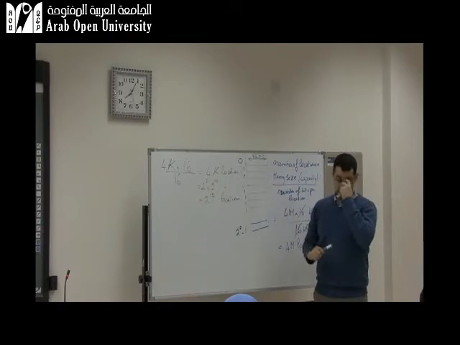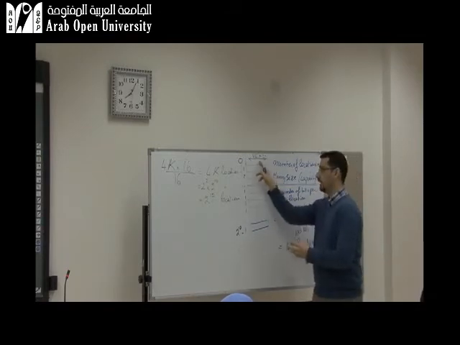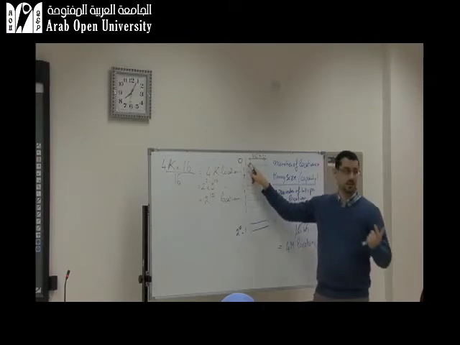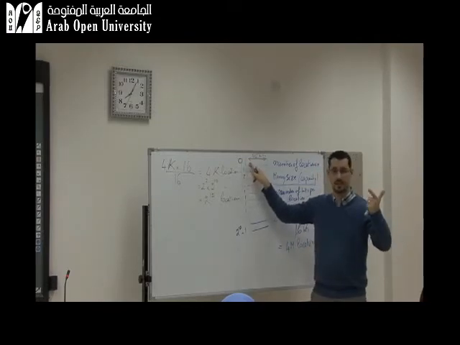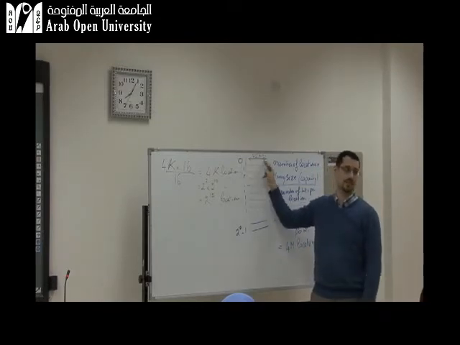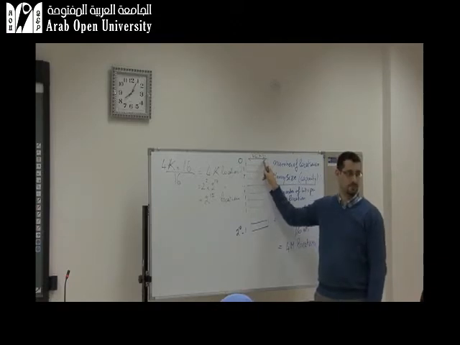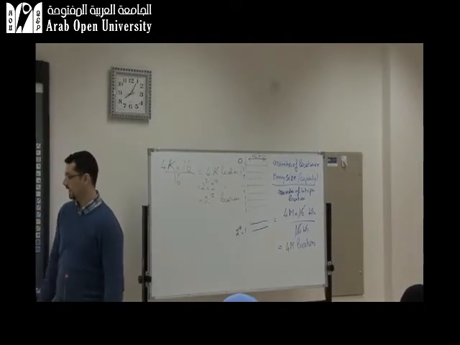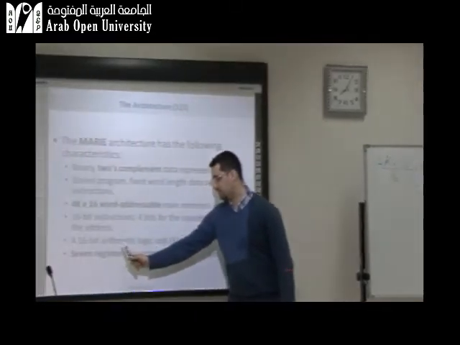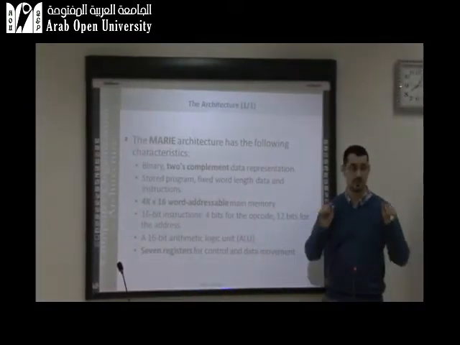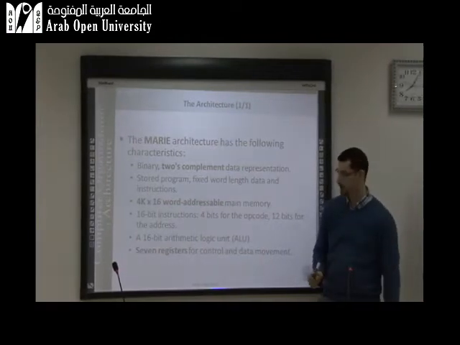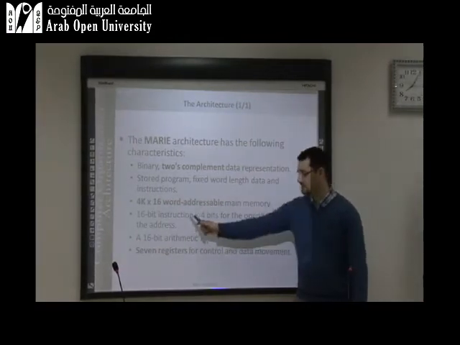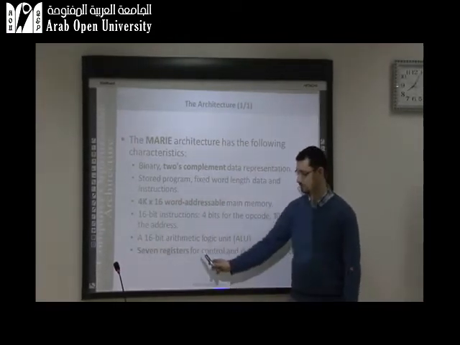So now, since each location can store either data or an instruction, instructions and data will have a length of 16 bits. This is why we have 16-bit instructions and even 16-bit for the arithmetic logic unit, because data is 16 bits. I will explain how the instructions are divided later on.